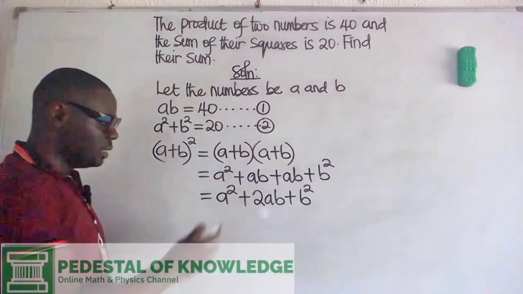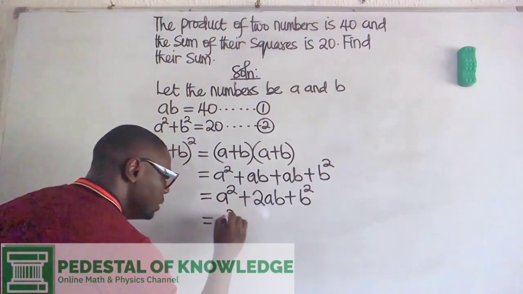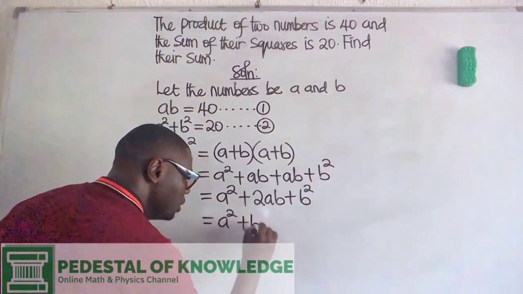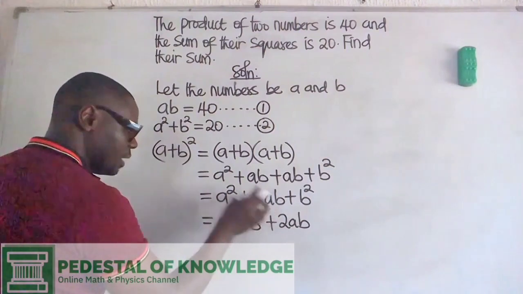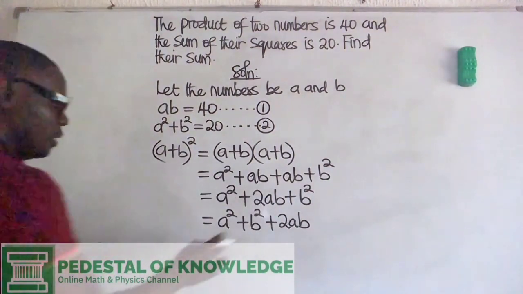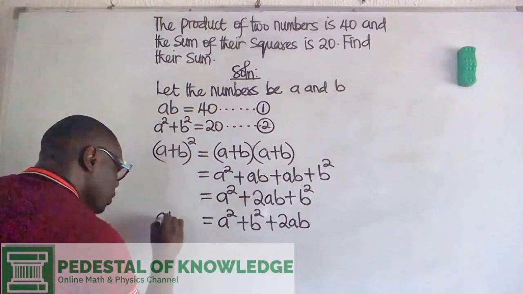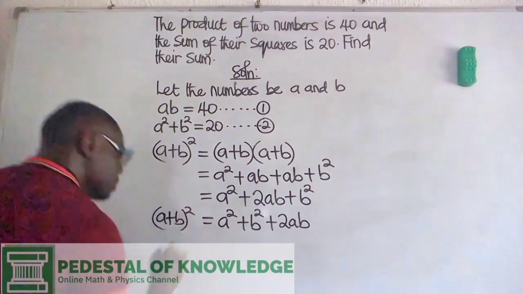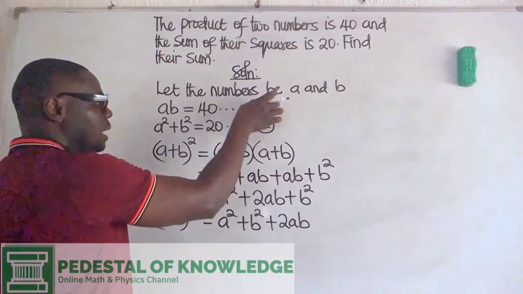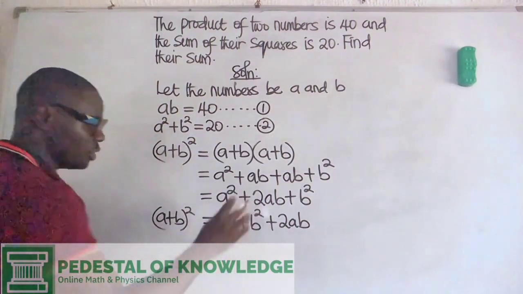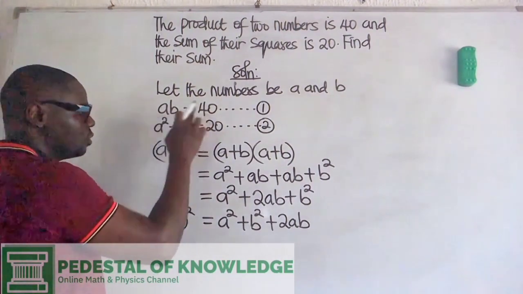Now, when we collect the squares together, we're going to have A squared plus B squared plus 2AB. This is the same thing as this. Now remember that the whole of this is equal to A plus B all squared. Okay, now what we are going to do is to substitute equation 1 and equation 2 into this equation, because we know that A squared plus B squared is 20 and AB is equal to 40.